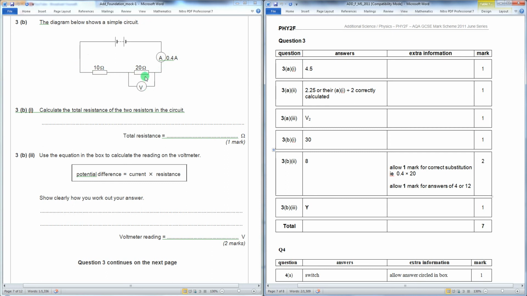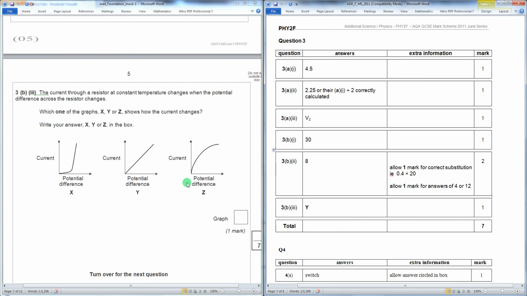And that means that the current through the 20 ohm resistor will be 0.4 amps as well. So we have 0.4 amps multiplied by 20 ohms, giving us 8 volts. Okay? 1 mark for the correct substitution of the numbers, and 1 mark for the correct answer. It does also allow 1 mark for answers of 4 or 12. That's basically if you use the total resistance by accident, or if you used the 10 ohm resistor by accident.